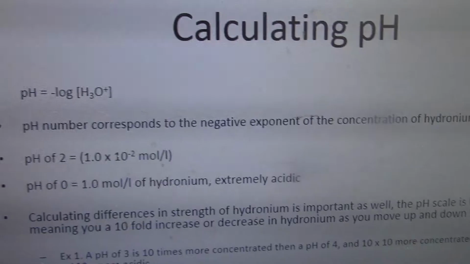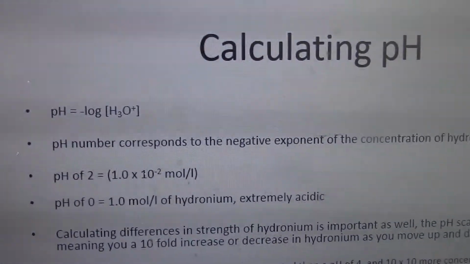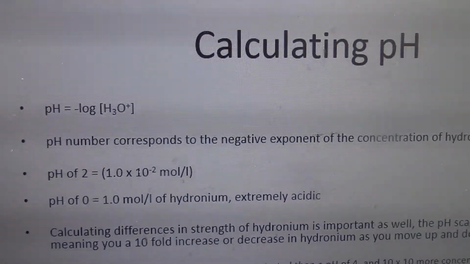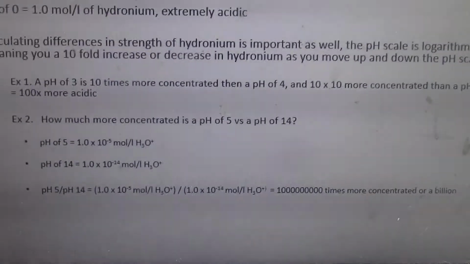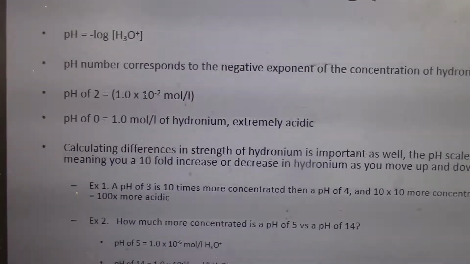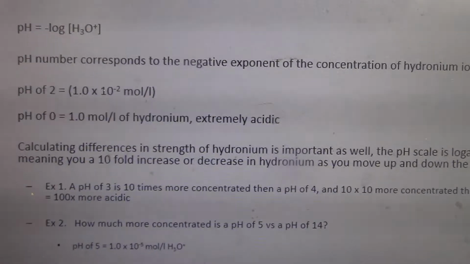So if you look at your slides, there's this slide, calculating pH. These are your equations. pH equals the negative log of H3O+. This gives you a little definition and some guidance as to how to calculate pH.